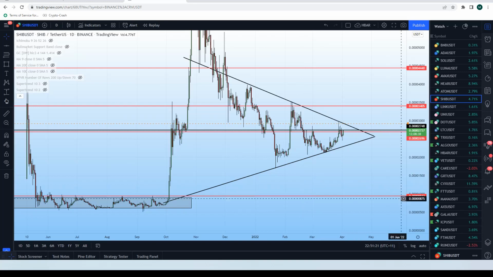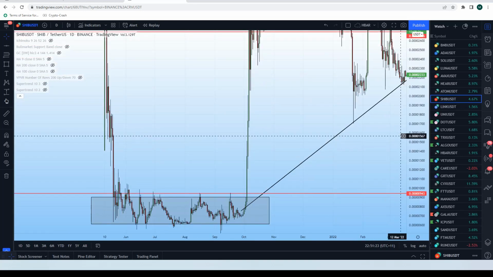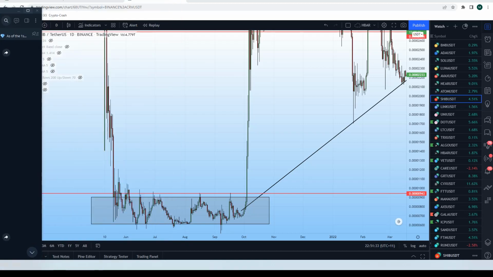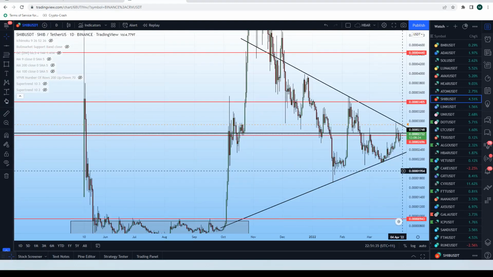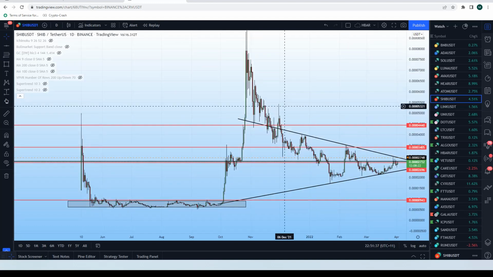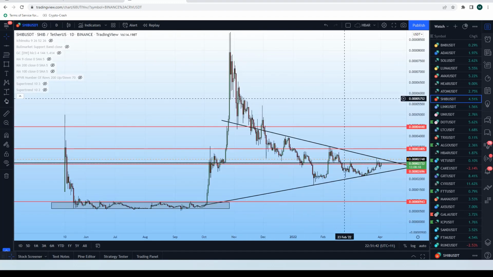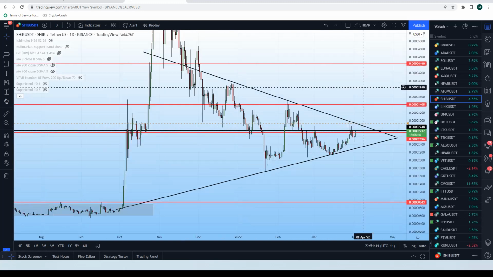So the last time we did an analysis on SHIB was all the way down here at this red line. We gave it a signal on our VIP. I'm going to bring it up on screen here. Our entry point was all the way back at this red line. And since then SHIB went parabolic. It literally went parabolic. It did like 9 or 10x in the course of 3 weeks from there, and we were very, very lucky we caught that train early and made huge profits. Of course, that was in our VIP channel.